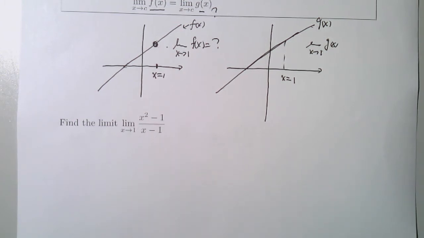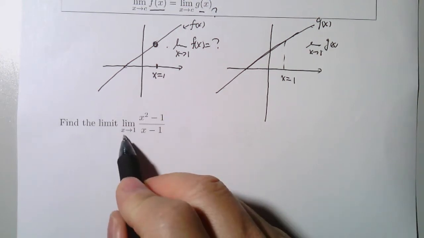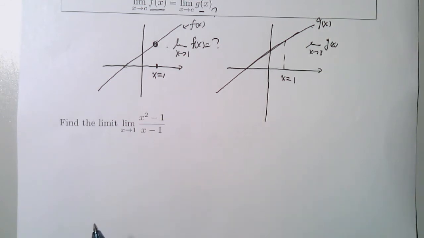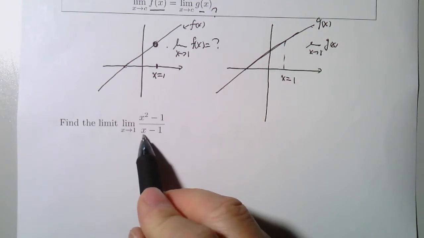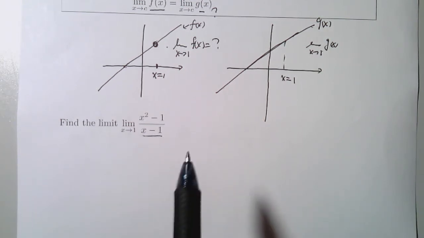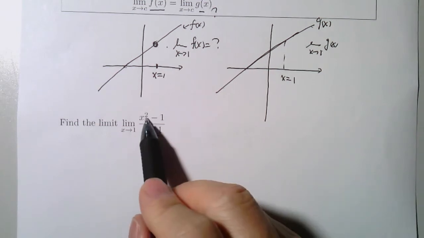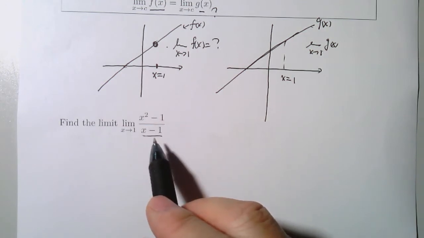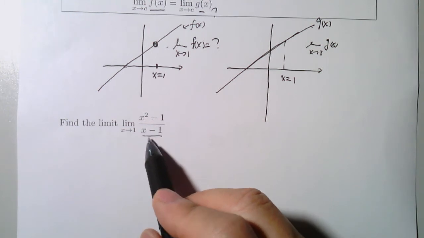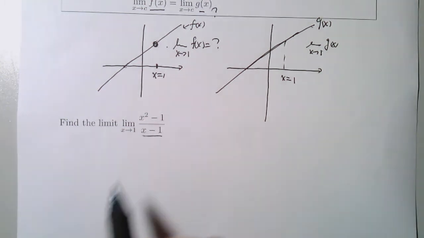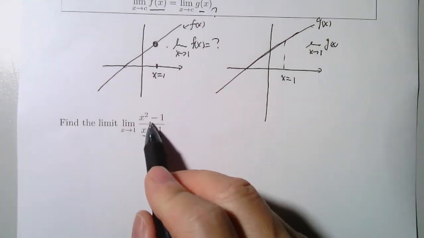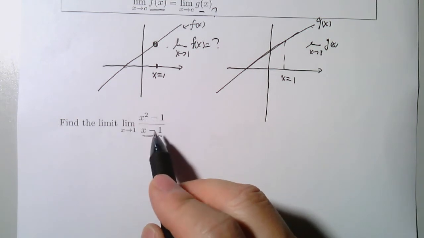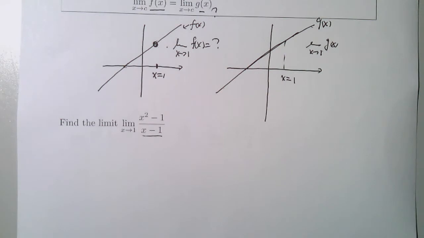Remember, when x approaches 1, it does not mean x actually equals 1. In other words, when x approaches 1, x minus 1 is not actually equal to 0, and x squared minus 1 is not equal to 0, but it's very close to 0. This function may have a limit as x approaches 1, because both numerator and denominator going to 0 does not mean their ratio does not exist. The ratio may still exist. So how are we going to do it?